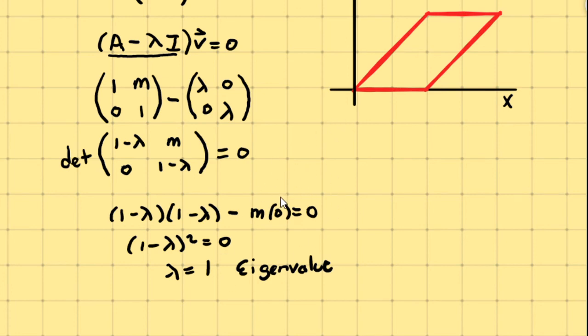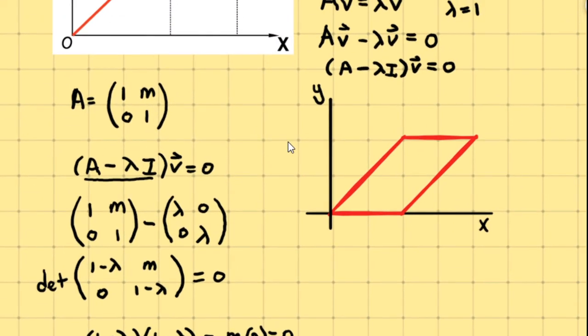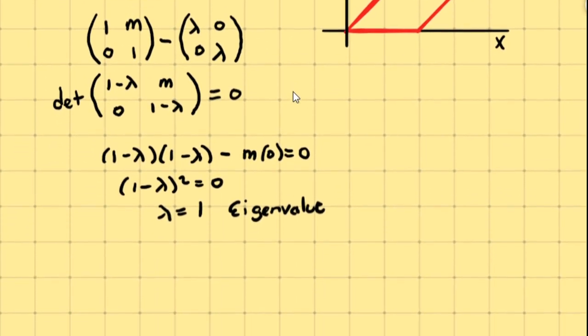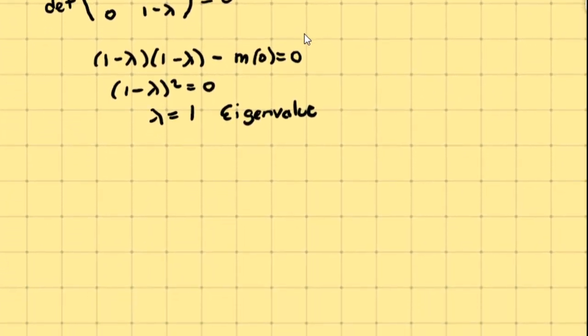An eigenvalue of lambda equals 1 makes sense because we're not scaling anything. A shear transformation involves no scaling whatsoever. If you recall, the area before and after is the same. So there's no scaling happening, it's just a shear. So our eigenvalue lambda is equal to 1.